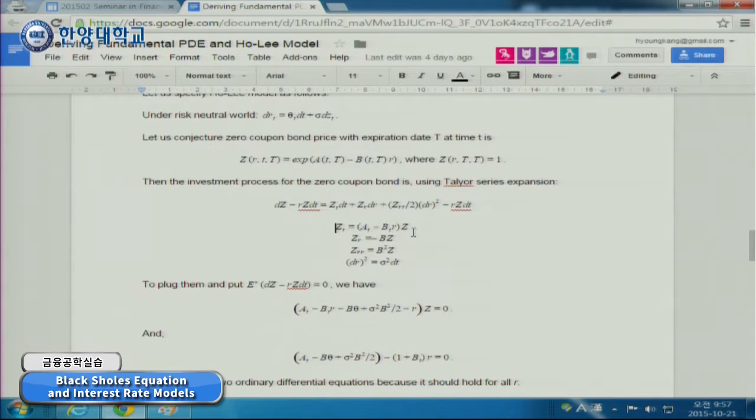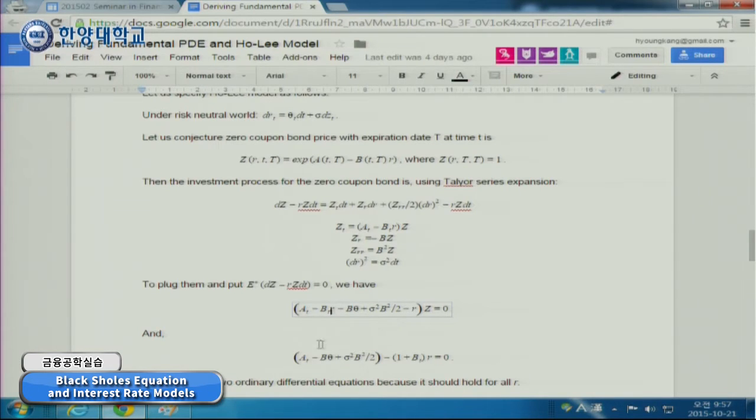So we plug this in over here, and because it is risk neutral, it shouldn't matter whether you invest in the bond or in the bank. So the expected value of dZ minus rZ dt should be 0. Because it is risk neutral, it shouldn't matter where you invest. So this one should be 0. Then you can take out Z and divide each side by Z, so the term in the parentheses is 0. And we have this r term.